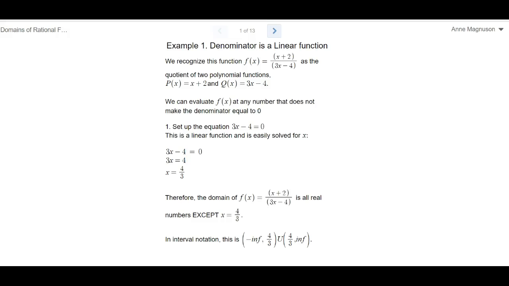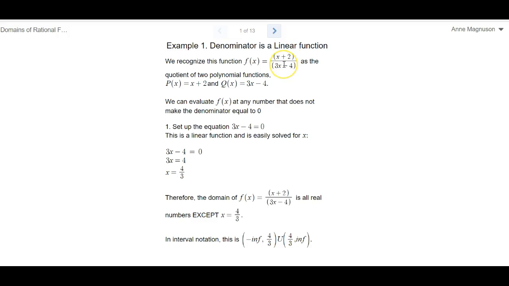This video will show some examples of how to find the domain of rational functions. For any rational function, we find the domain by finding the values of x that make the denominator equal to 0. In these examples, you notice that we don't worry about the numerator. The domain is completely determined by the denominator. You'll also notice that all these problems boil down to is solving a polynomial equation.